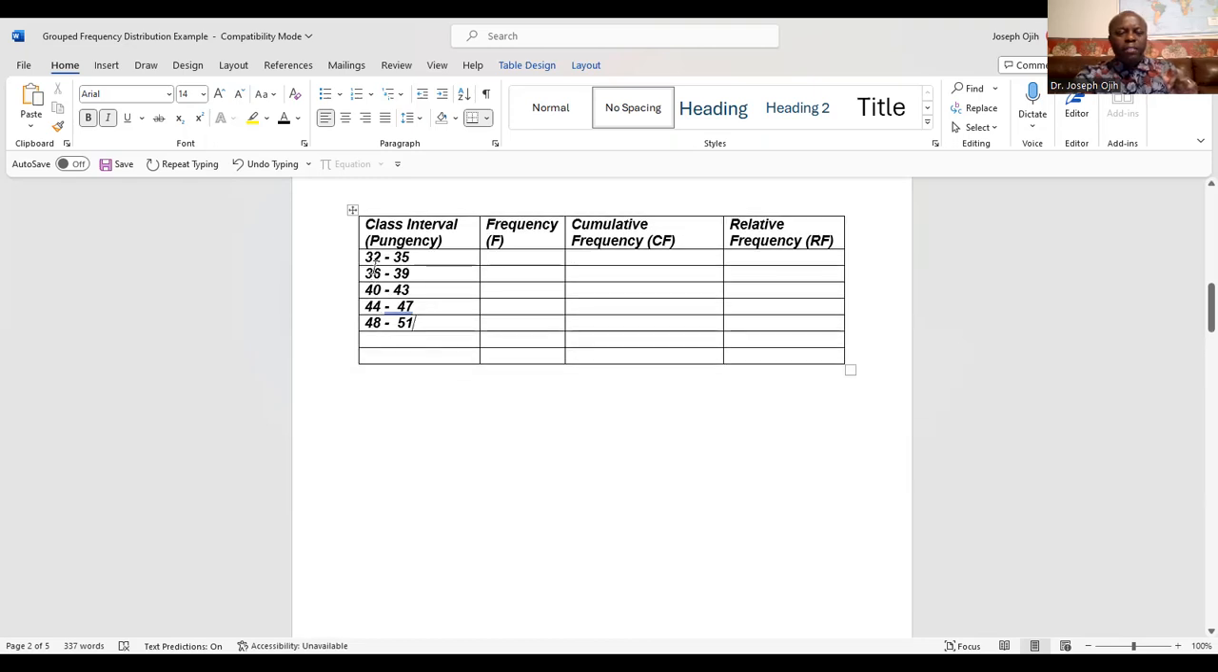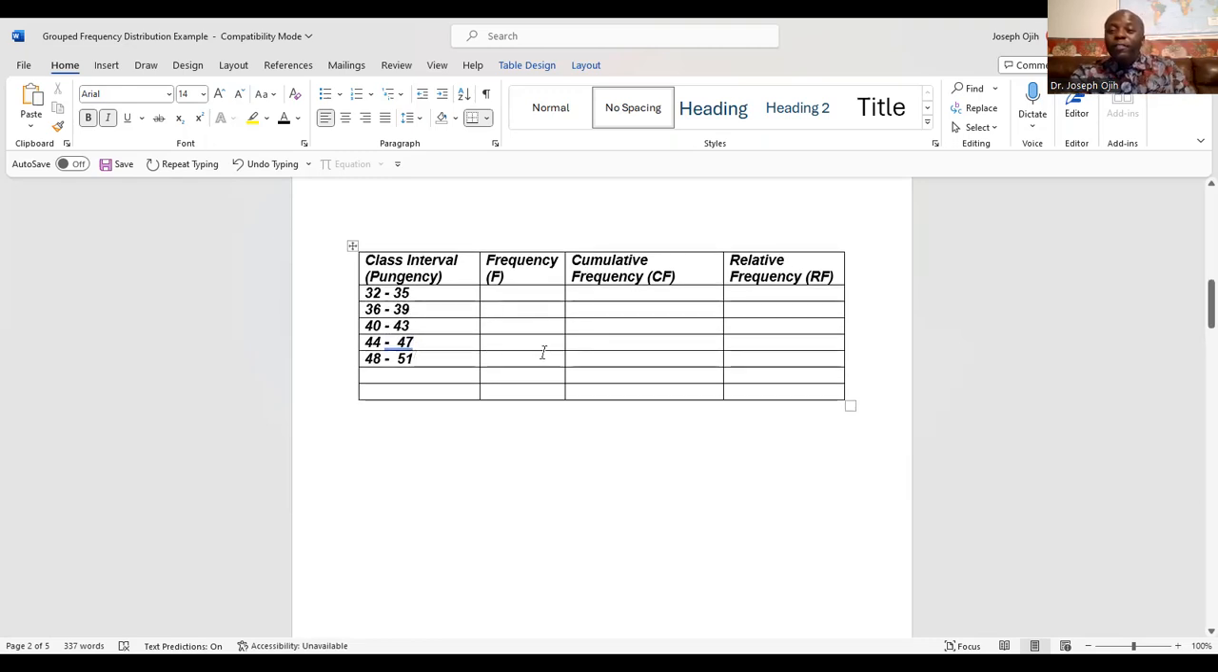So in this case, for the first group, 32 is the lower class interval and 35 is the upper class interval. For the second group, 36 is the lower class interval and 39 is the upper class interval, and so on. Okay, good. Now let us get the frequency. You get the frequency by counting.